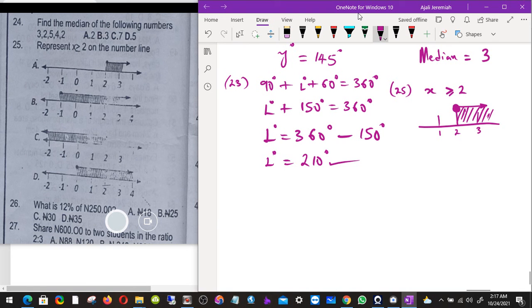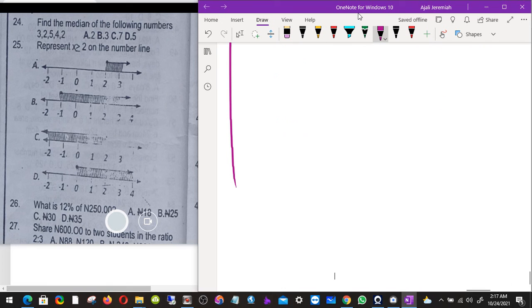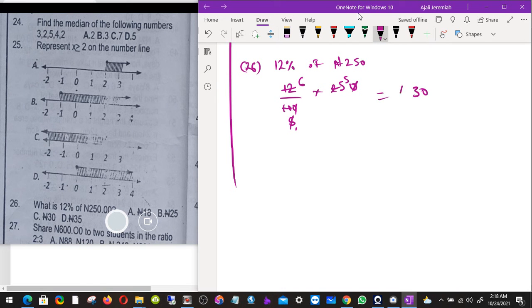Okay, percent means 12 over 100. This 0 takes care of this 0. 2 is 5, 5 is 1, 5 is 5. So 6 times 5 gives us 30 naira. Okay, and that's option C.